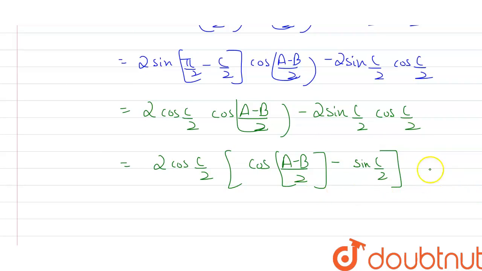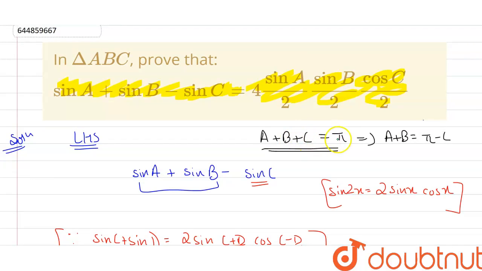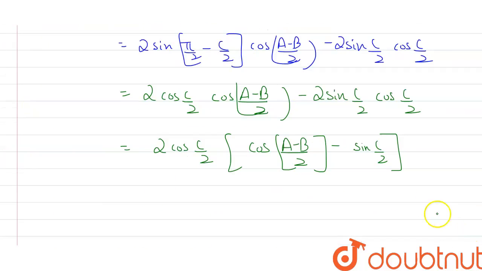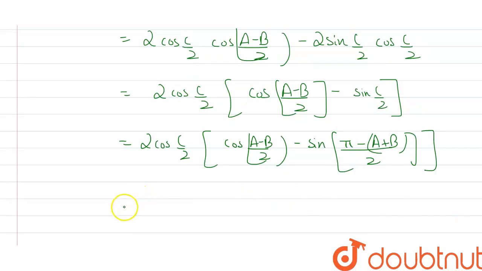Now you can see this C. First of all, I can write C as pi minus A plus B, right? So I can write this statement as 2 cos of C by 2 divided by, the same method as A minus B by 2, minus of sine pi minus of A plus B by 2. And there's a bracket, don't forget to write the bracket.